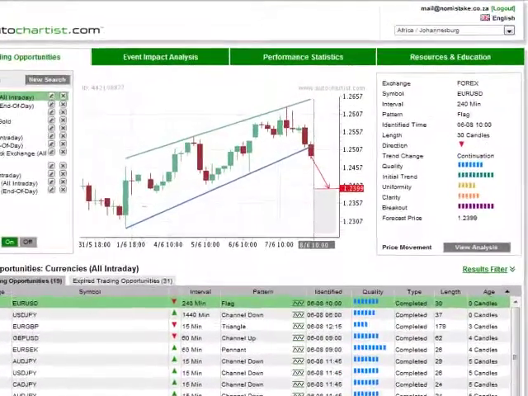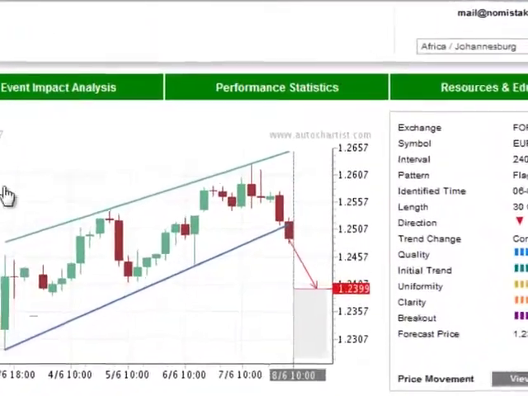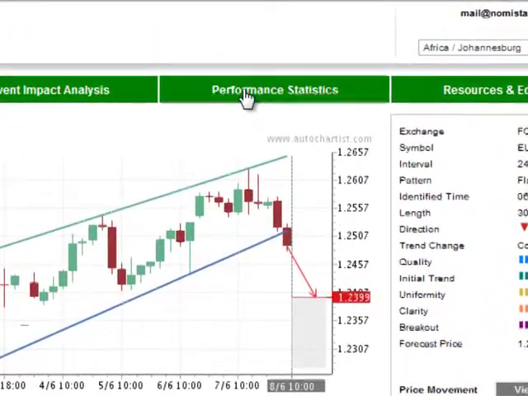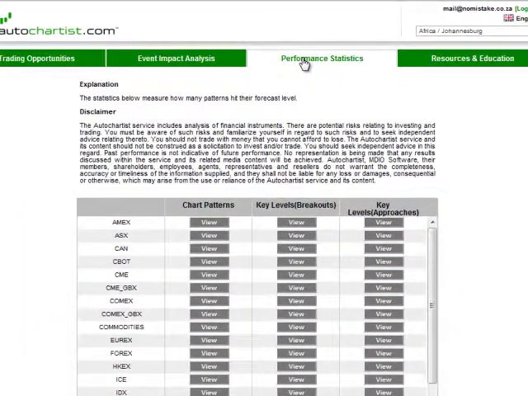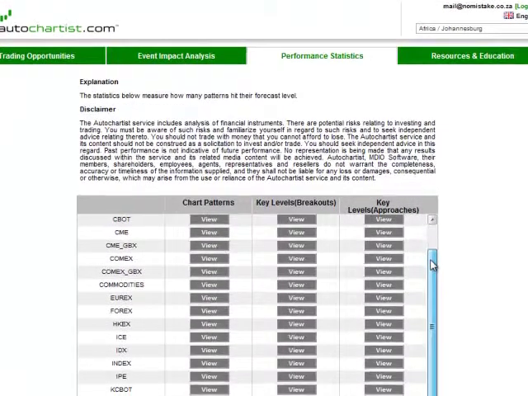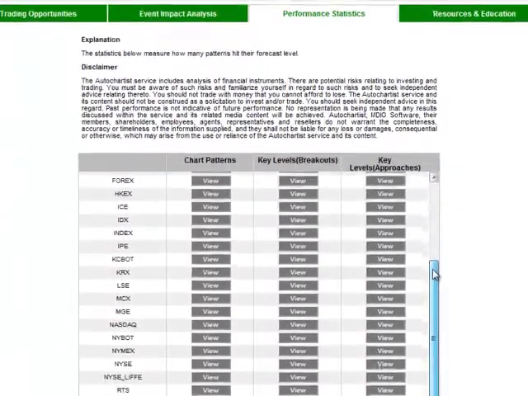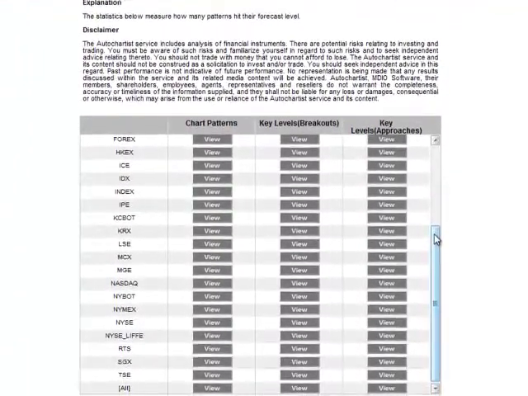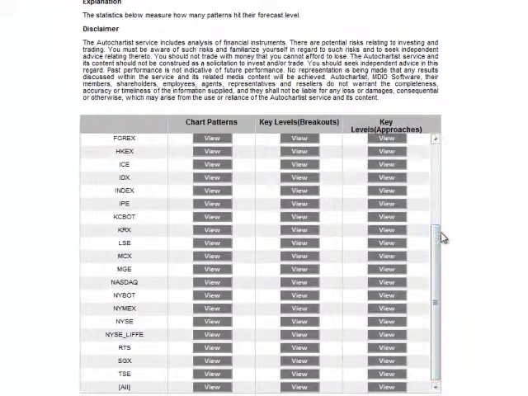In your Autochartist application, click on the Performance Statistics tab. You'll notice that there are 3 columns of stats broken down by exchange or instrument type, for example Forex or New York Stock Exchange or commodities. So you can click on any of the buttons to draw a report that is specific to that exchange or type of instrument and for that particular analysis type.